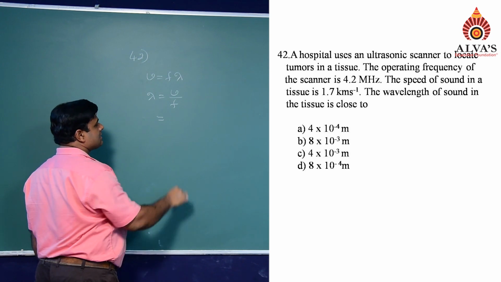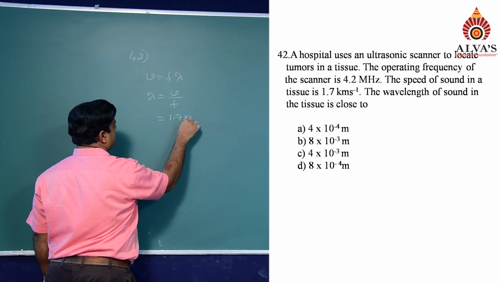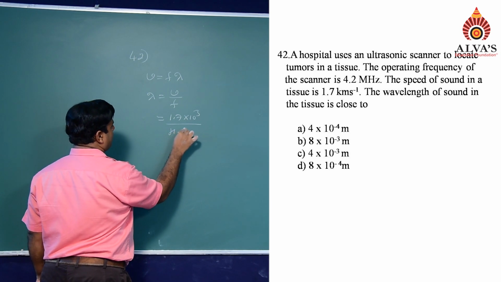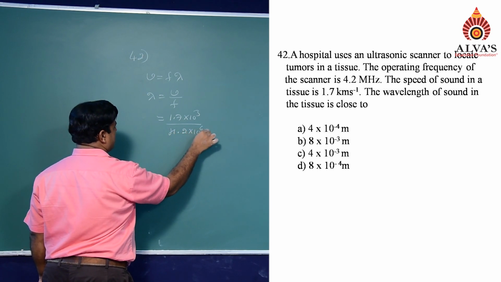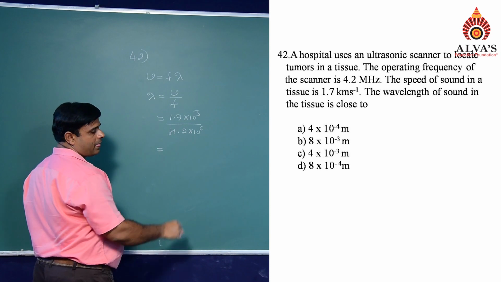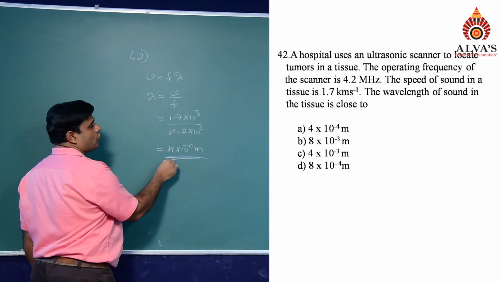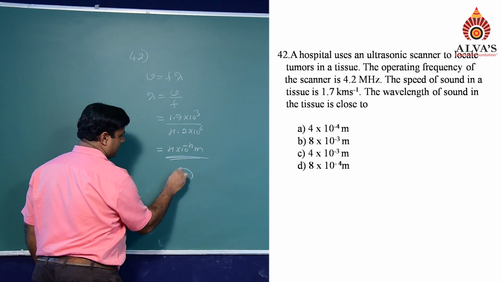Speed is given as 1.7 kilometer, frequency is 4.2 megahertz, which is equal to 4 into 10 to the power minus 4 meter. So, the answer is E.